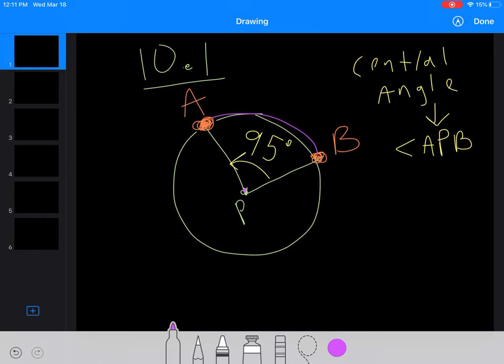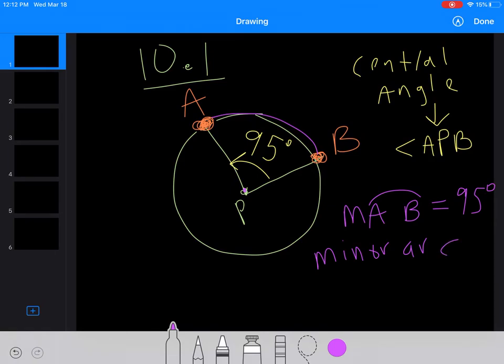So if I'm finding the measure of the arc length, which is denoted as this new notation, would be 95 degrees. Because, again, if the central angle is through the point P, which is the center of the circle, that arc length AB will be 95 degrees. They'll be the same. Okay? And AB is known as a minor arc. Minor arc.